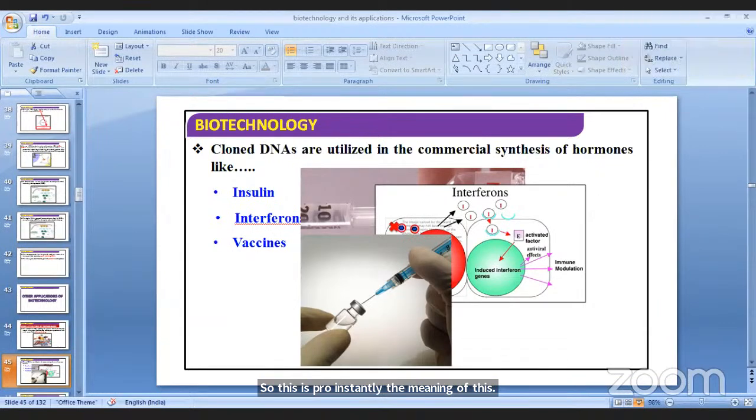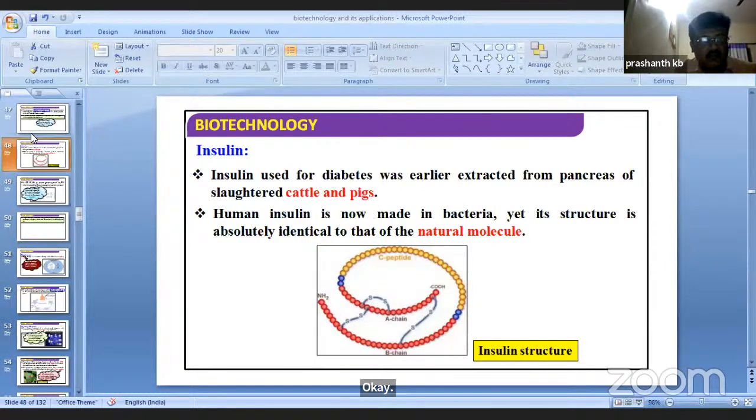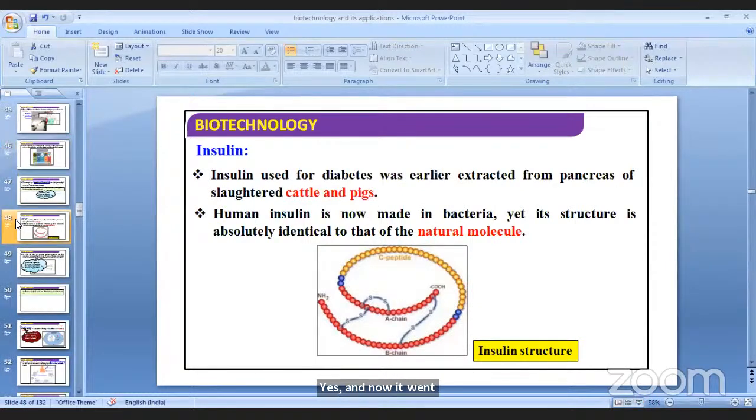Excuse me, sir. Sir, the slide is stuck on slide number 45, I guess. 45, huh? Okay. Yes, sir. 45. Yes, sir. Now it went to 48, sir. 48 it went. Huh? Okay.